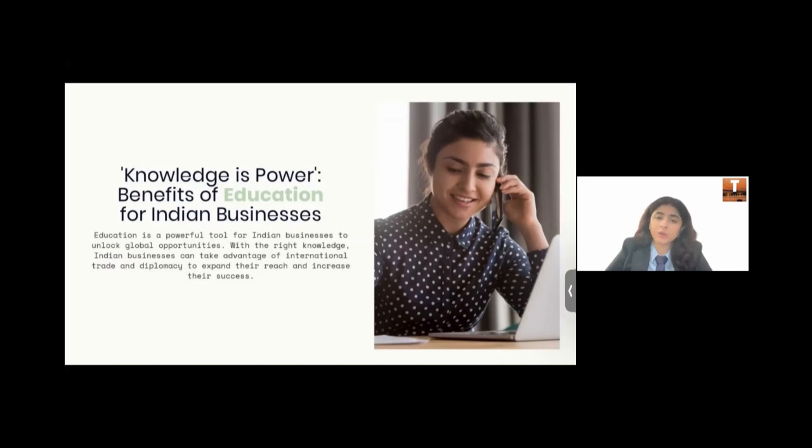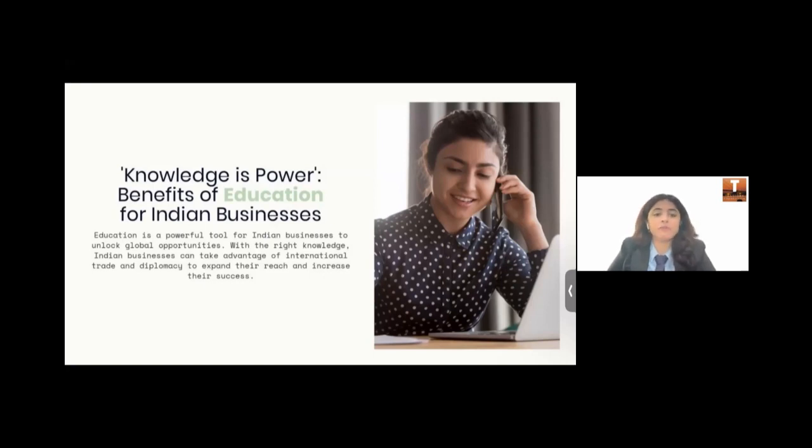So, what factors can contribute and what factors can be beneficial for Indian businesses in terms of education? Number one is knowledge and expertise. So education provides individuals with a solid foundation of knowledge and expertise in their respective fields. This knowledge enables business professionals to make informed decisions, develop innovative strategies, and navigate complex business challenges.